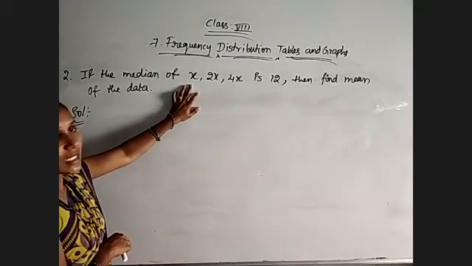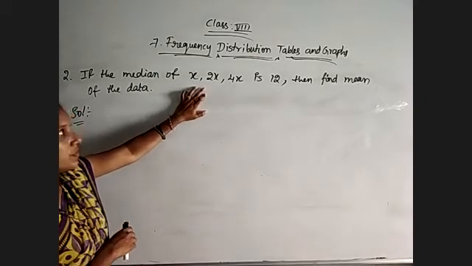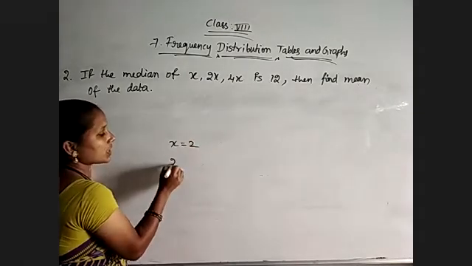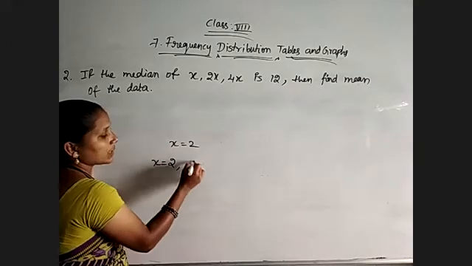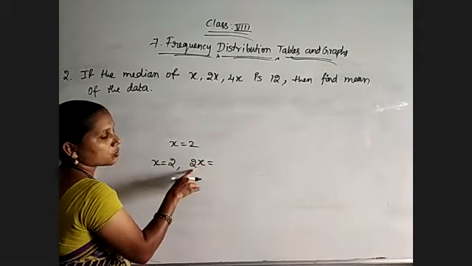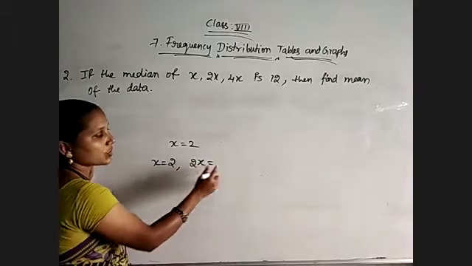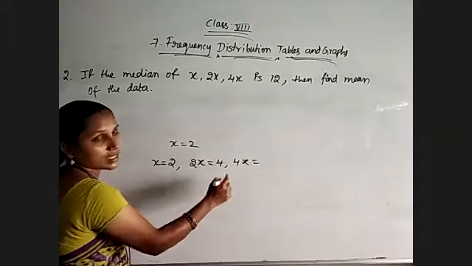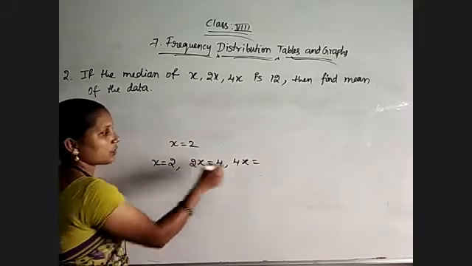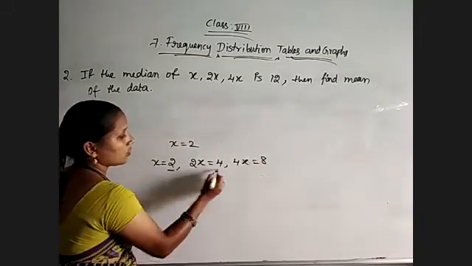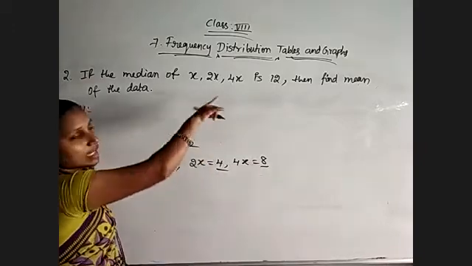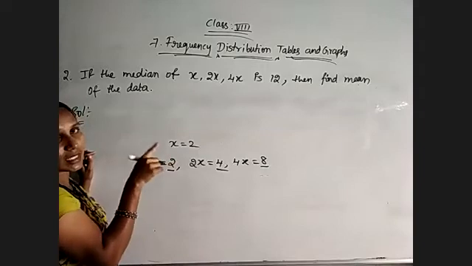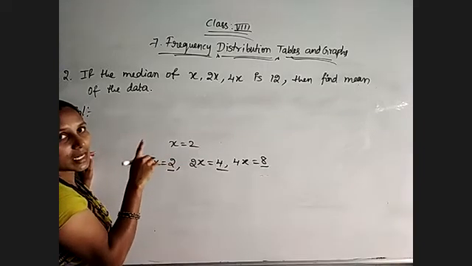See, x is smaller than 2x and 4x. Suppose we take x value as 2. Then the first observation is x, that is 2. The second observation is 2x, meaning 2 times this value, 2 twos are 4. And the last observation is 4x, 4 times x, that is 4 twos are 8. See, 2, 4, 8. Already they are given in order: x, 2x and 4x. All those three are in order.